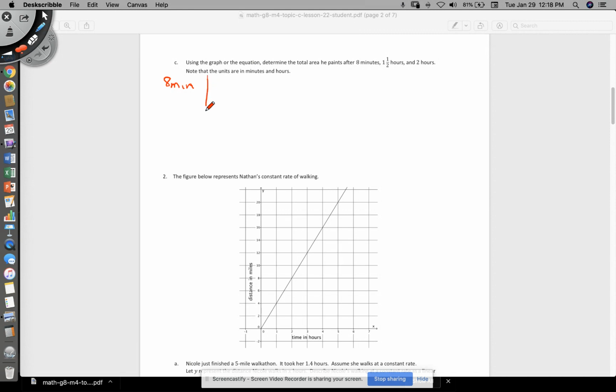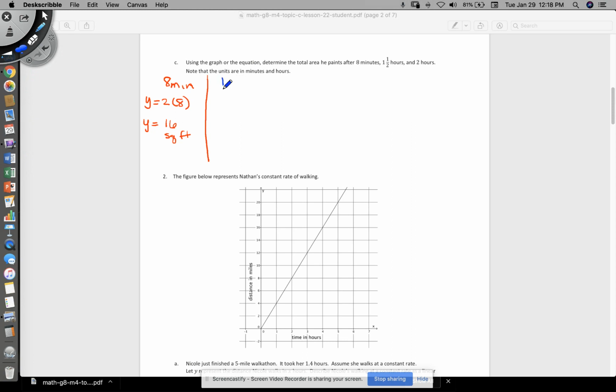C says, using the graph or the equation, determine the total area he paints after 8 minutes, an hour and a half, and 2 hours. All right, so since our equation was written where the X represented minutes, we have some conversions to do when we get to the hours here. But let's first solve for the 8-minute problem. And I'm going to kind of divide my paper up here. So this is going to be Y equals 2 times 8. So Y equals 16 square feet because my Y represents square feet.